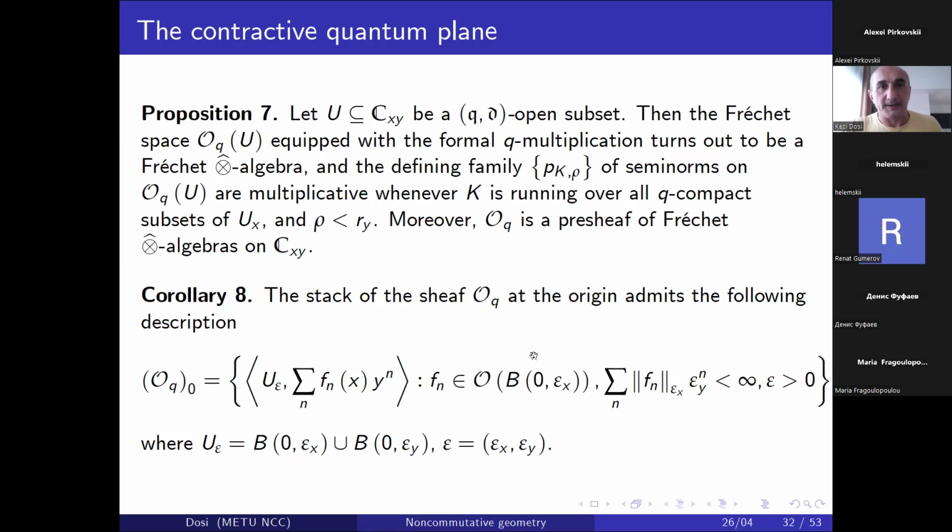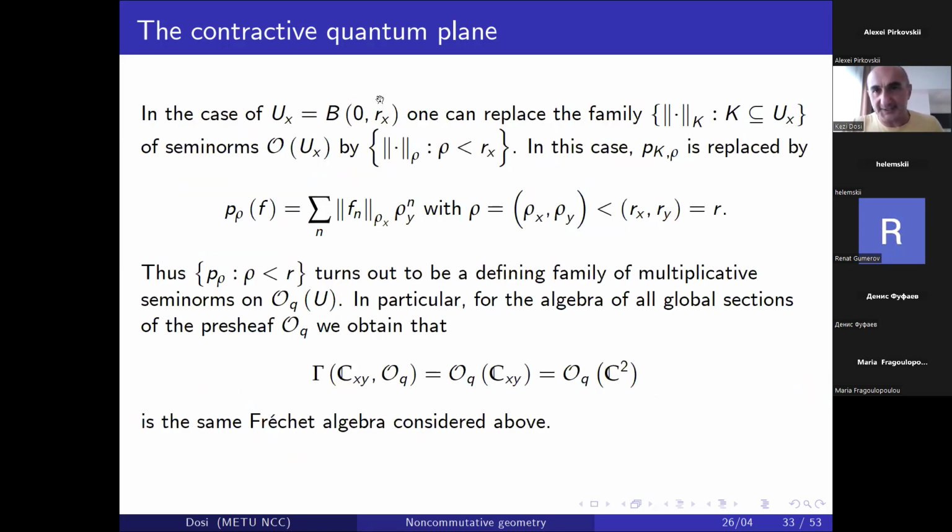Well, again, if UX is going to be a disk, then I can replace my family of seminorms over K by this one. Then my seminorm PK rho can be replaced by this one. So as a result, if you take U the whole quantum plane, you're getting the Arens-Michael envelope of O_q(C^2). Yeah, that was the algebra introduced by Pirkovskii, right? We're getting the same algebra, the Arens-Michael envelope. So this is a presheaf extending our Arens-Michael envelope.